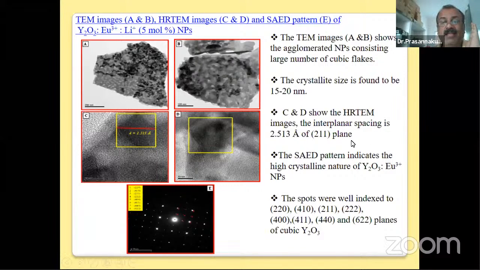Next, from here C and D, we are also going to observe the HRTEM, that is 2.35. Now the interplanar spacing is found to be 2.513 Angstrom, which is for the 211 plane. Right. From this we explain that our sample is cubic in crystal structure.